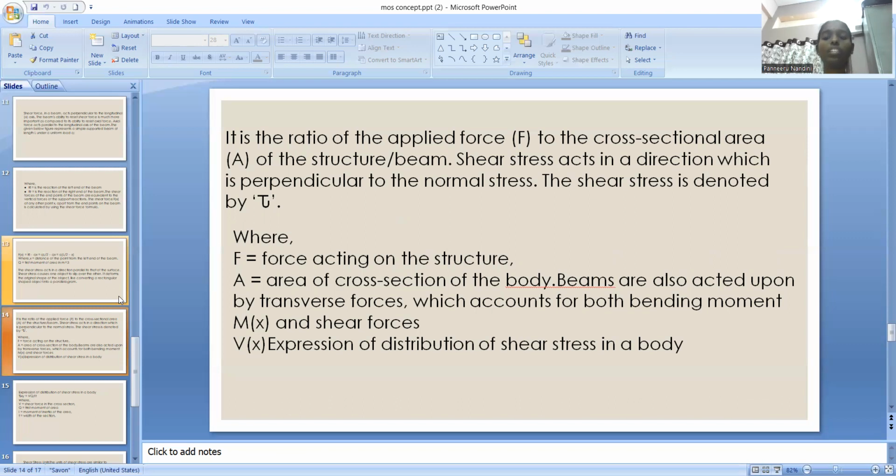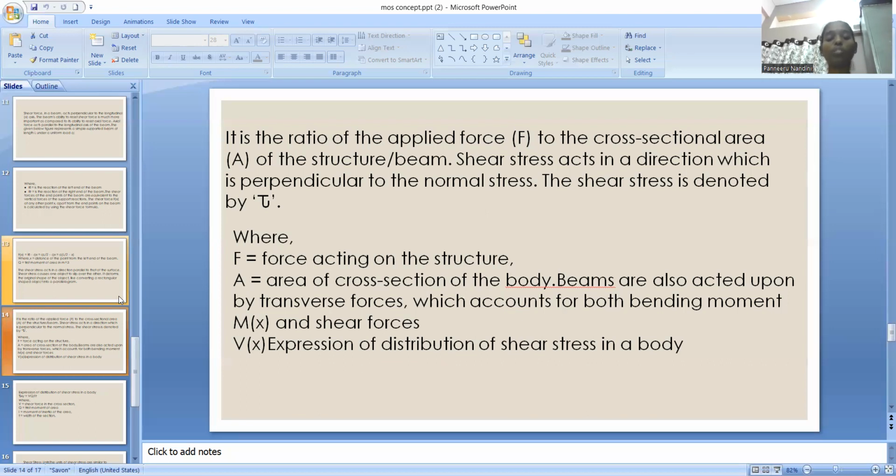The shear stress is denoted by tau. Tau equals F by A, where F equals the force acting on the structure, and A equals the area of cross section of the body. Beams are also acted upon by a transverse force, which accounts for both bending moment M of x and shear force V of x.